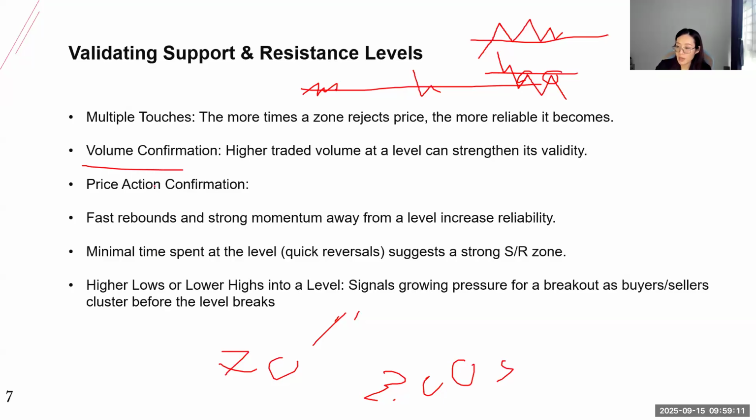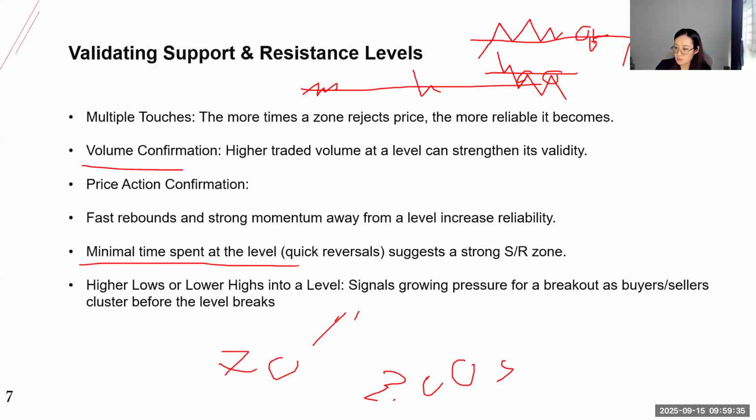You can use price action for confirmation, meaning that whenever price approaches the key level, in the lower time frame you might see price action somewhere around here. Those like rejection with a wick, or a chart pattern at the key level, and then you sell. Minimal time spent at the level and a quick reversal suggests strong support and resistance.